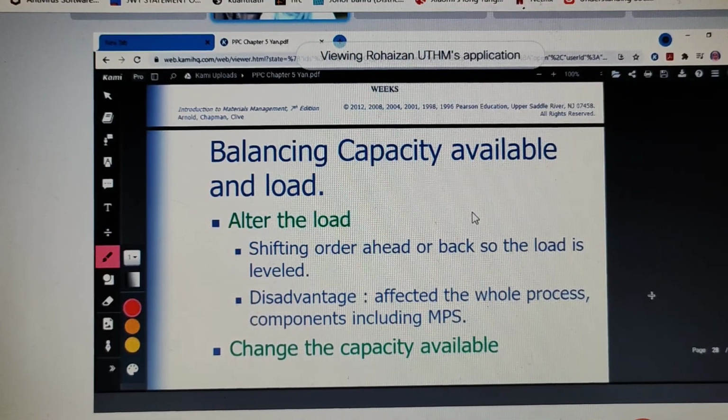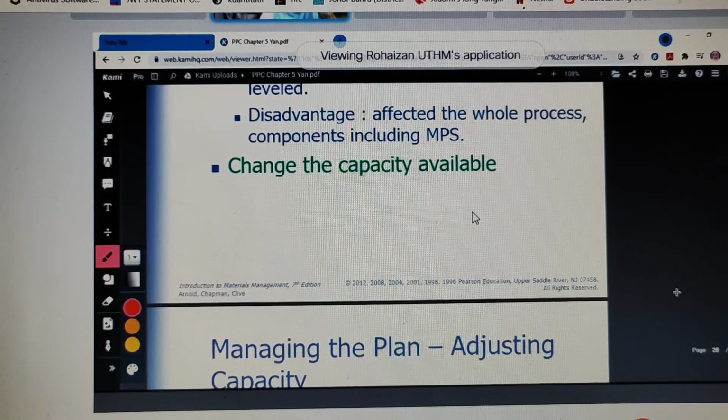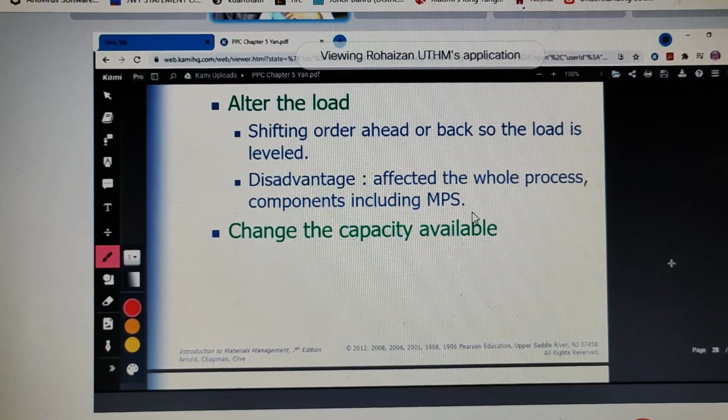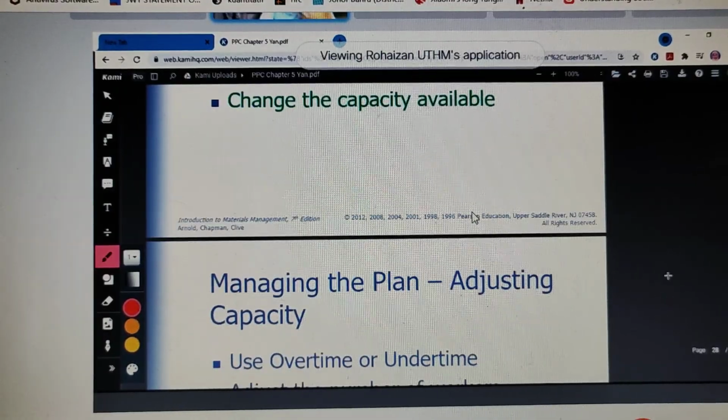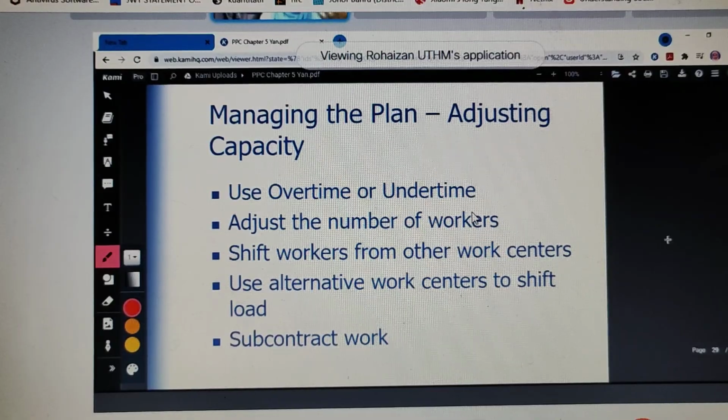Huge. That is why we have another option: to change the capacity available. We adjust the capacity available, not the load, because the load is something that we require, but capacity available is something that we have. So the next one is we adjust capacity. How? With overtime and undertime.